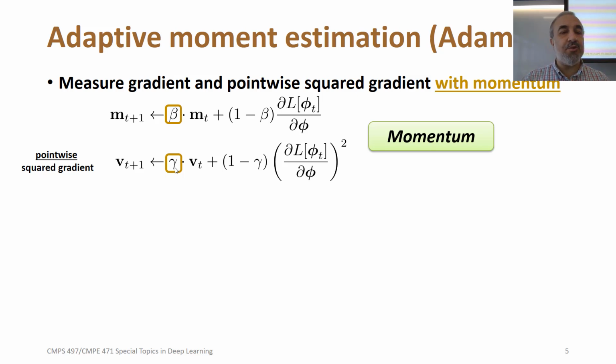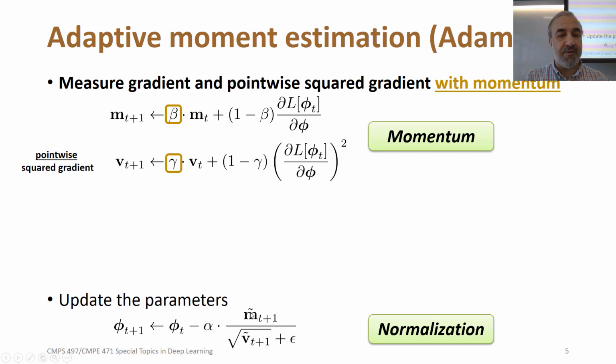Okay, now once we do that, then we normalize. Forget about this tilde now, we use m_{t+1}, which is the momentum part, and v_{t+1}, which is the momentum of the squared gradients, and we divide them. This is what we saw in the previous slide, which is the normalization part, and this is what we saw in the previous lecture, which is the momentum part. Okay, now we do both. We compute the gradient and the squared gradient using the momentum, and we divide them just to normalize the values of the gradients. Okay, any question up to this point?